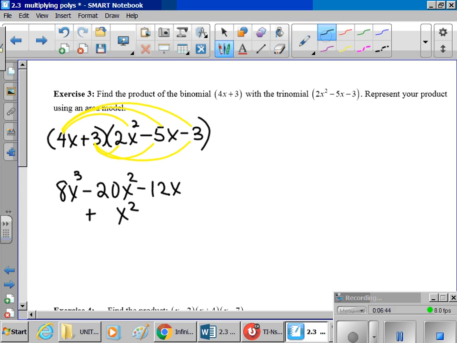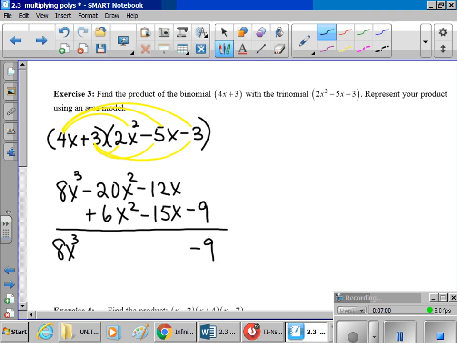So let's try this again. 3 times 2x squared is 6x squared. 3 times minus 5x is minus 15x, and 3 times minus 3 is minus 9. So as you can see, the 8x cubed is going to stay here. The minus 9 stays in the back. And we're going to combine like terms to get minus 14x squared and a minus 27x.